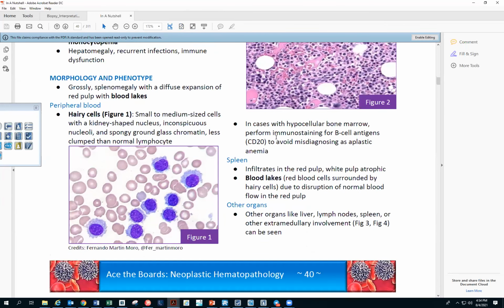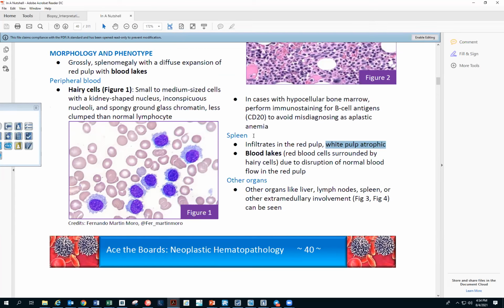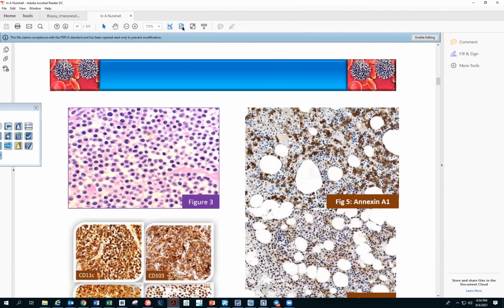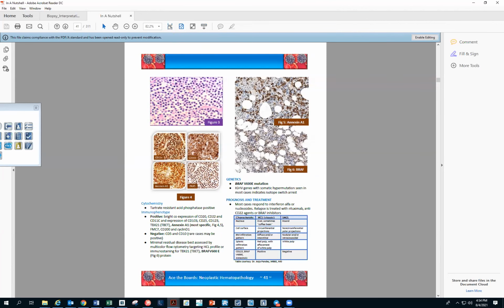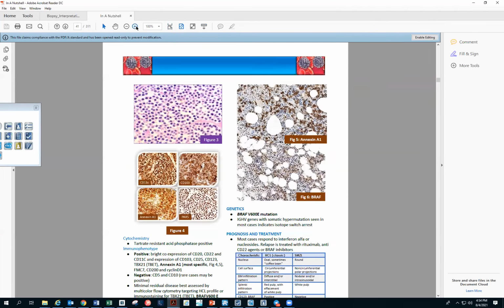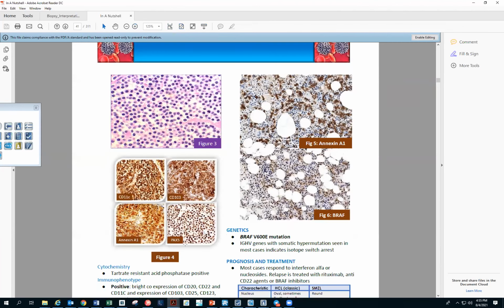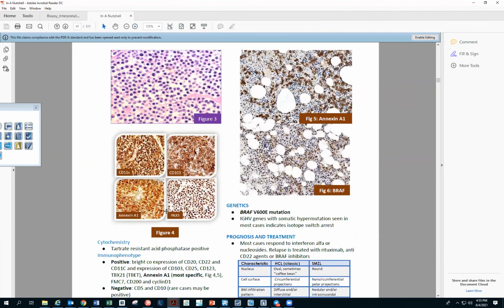In cases with hypocellular marrow, perform immunostaining for B cell antigens like CD20 to avoid misdiagnosing aplastic anemia. So then spleen, again, the infiltrates will be in the red pulp. The white pulp will be typically atrophic. Blood lakes: red blood cells surrounded by hairy cells due to disruption of the normal blood flow in the red pulp. Other organs, liver, spleen, lymph nodes, or other extramedullary involvement can be there. Again, this one is a nice fried egg appearance. And then you see the 11C, 103, and annexin A1 and PAX5, so a B cell population that is expressing all of these.